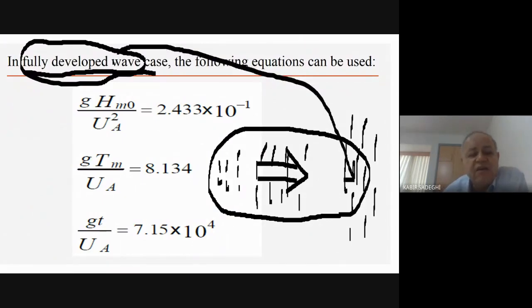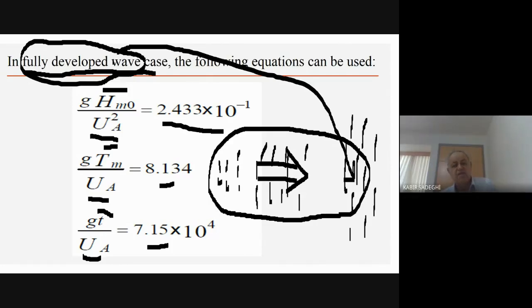In this condition, we calculate Hmo from this simple formula. There is no effect of fetch, only the UA, the wind stress function that is related to wind velocity, that's all. And Tm, the peak period, the spectral period, again depends on UA. The wind duration T also just depends on UA, nothing else. It's very simple. In the graph, you saw it was a combination of different cases: for shallow water, constant water depth, for developed, for deep water, and everything was there.